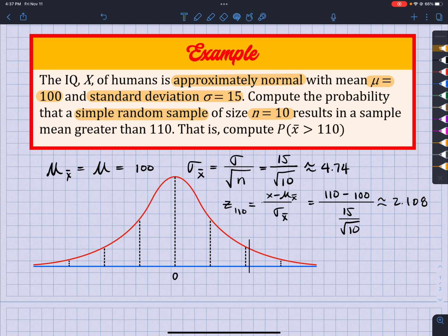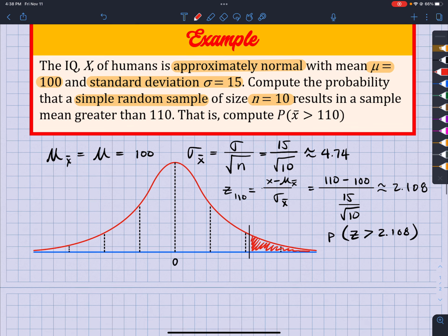And since it wants to be greater than, we're looking for P of Z greater than 2.108. So we're really looking for this area right here. That's the percentage we're looking for, and that's how we would go about doing it.